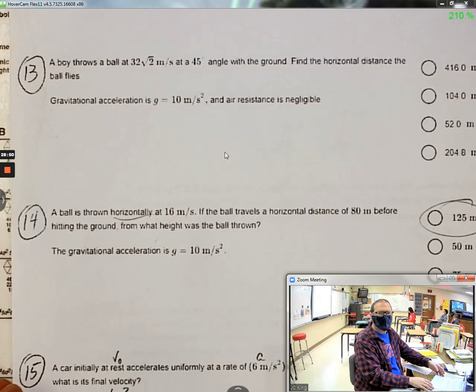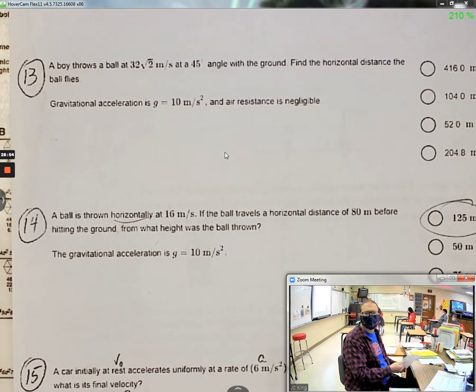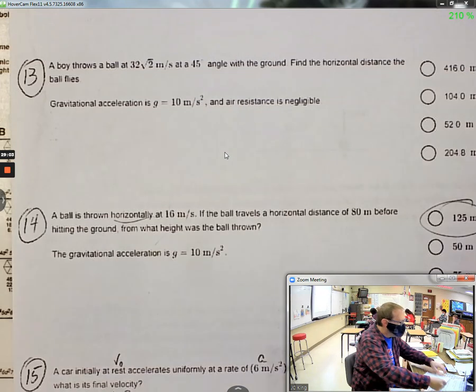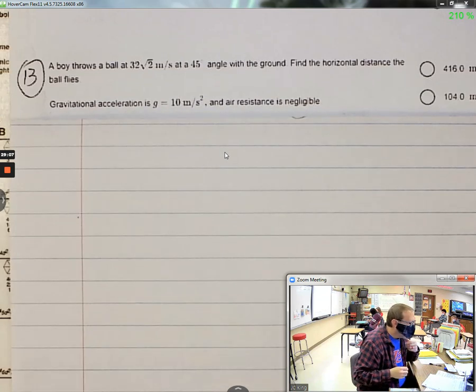A boy throws a ball at 32 radical 2 meters per second at a 45-degree angle with the ground. Okay. Sure. Well, now we have an angle. I think this boy is a robot because he's using weird numbers. So find out where this robot boy was made. Probably Japan. Okay. So find the horizontal distance the ball flies.